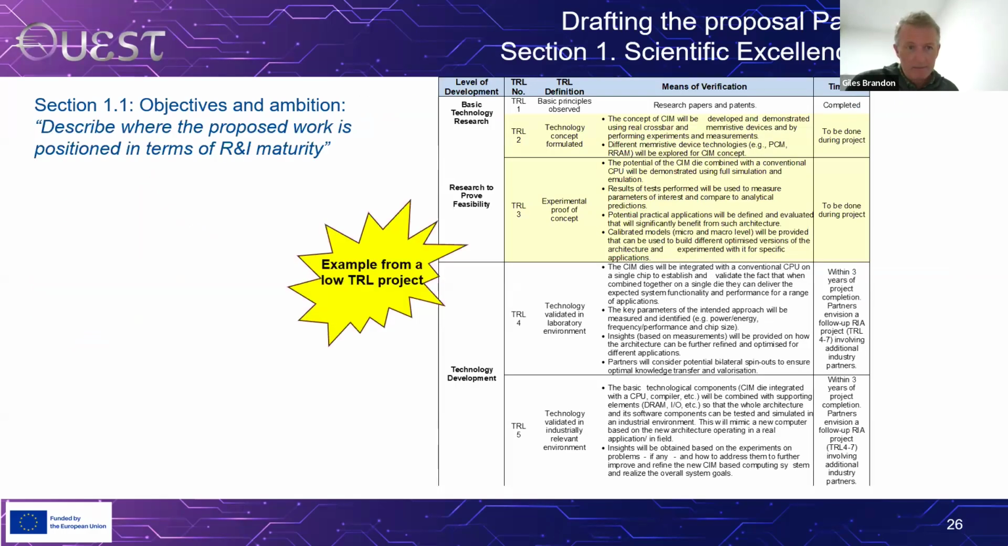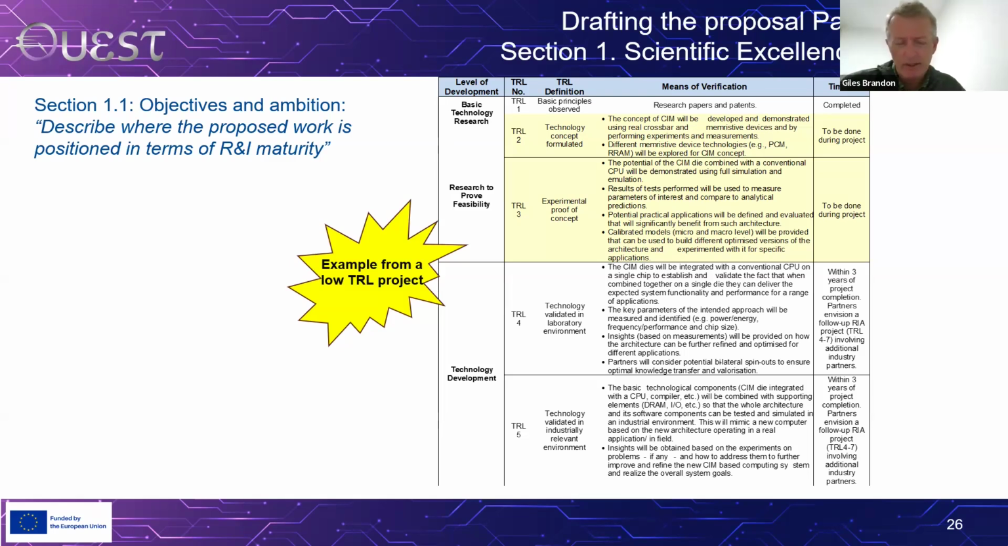Next slide. Also in section 1, in the standard application form, you'll be asked to describe where the proposed work is positioned in terms of research and innovation maturity. Now, you remember a few slides earlier, we talked about technology readiness levels. In trying to address this particular requirement, I often create a sort of my own kind of technology readiness level table. And what you see here is part of an example. This is from a real proposal, the Mnemosyne, the one about computation in memory, CIM.